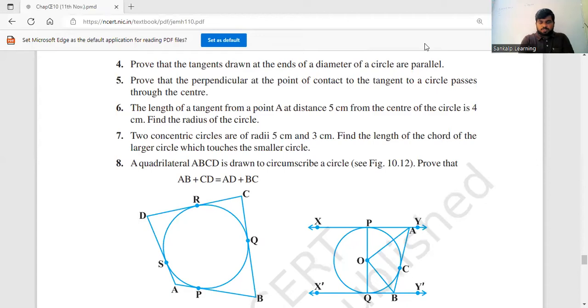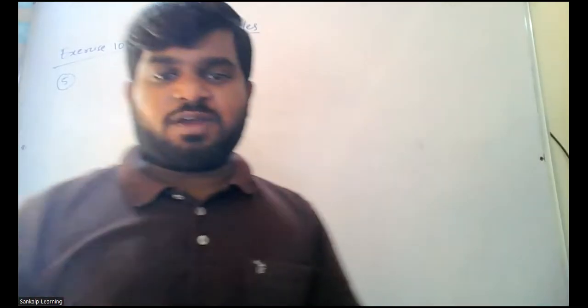Length of a tangent from a point A at a distance 5 centimeter from the center of the circle is 4 centimeter. Find the radius of the circle. Very easy one. The length of the tangent from a point A. Okay, there is a point A at a distance of 5 centimeter from the center. So this point is at a distance of 5 centimeter from the center. And what is the length of the tangent? The length of the tangent is 4 centimeter. Find the radius of the circle.